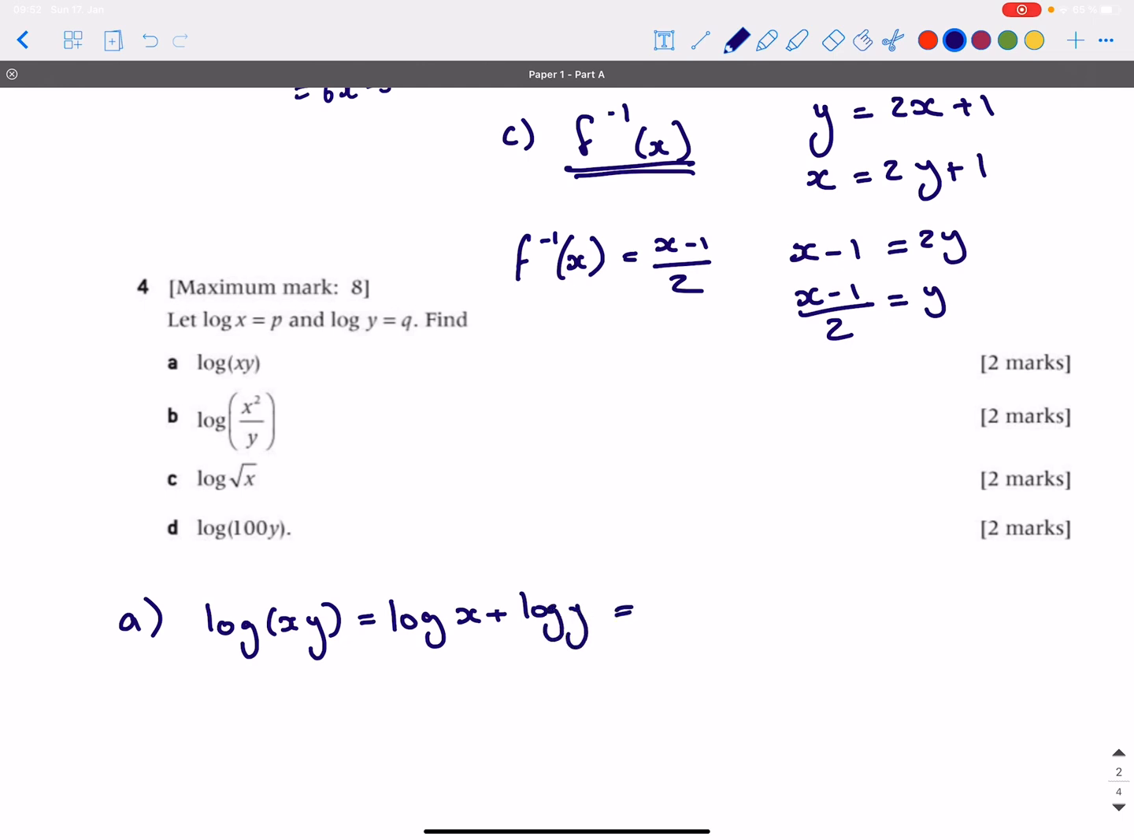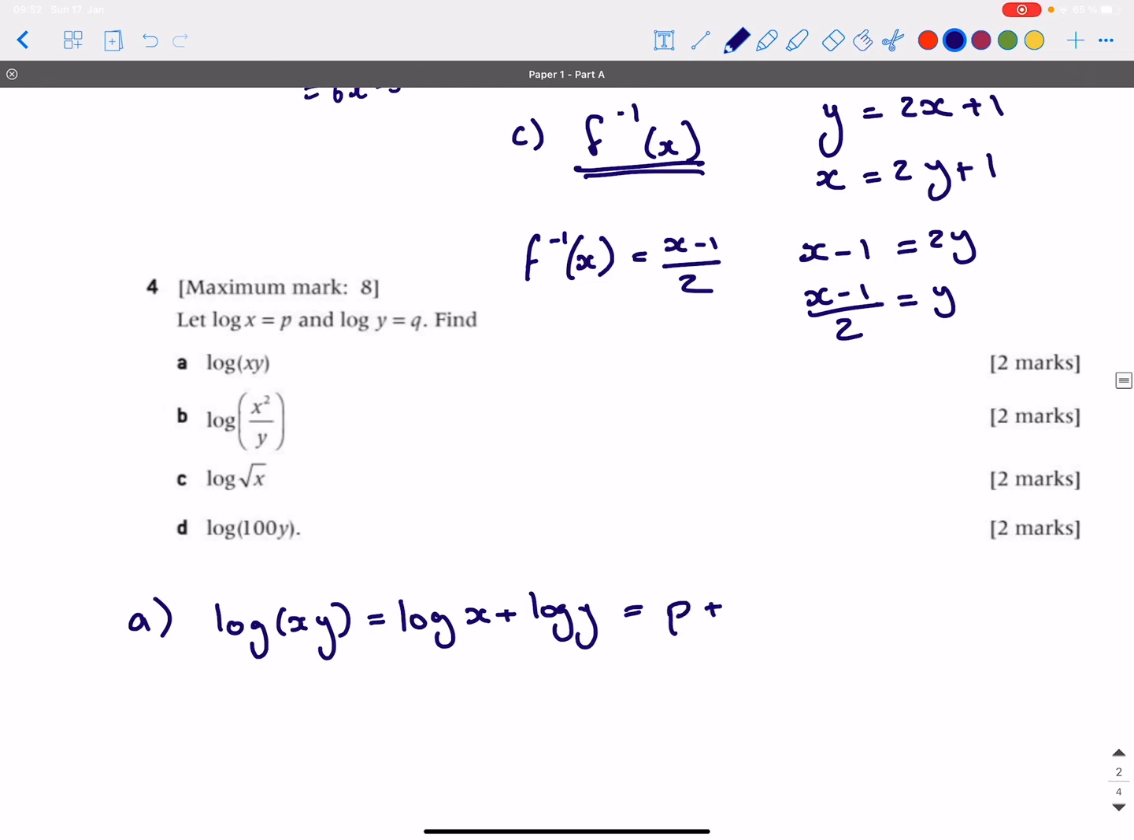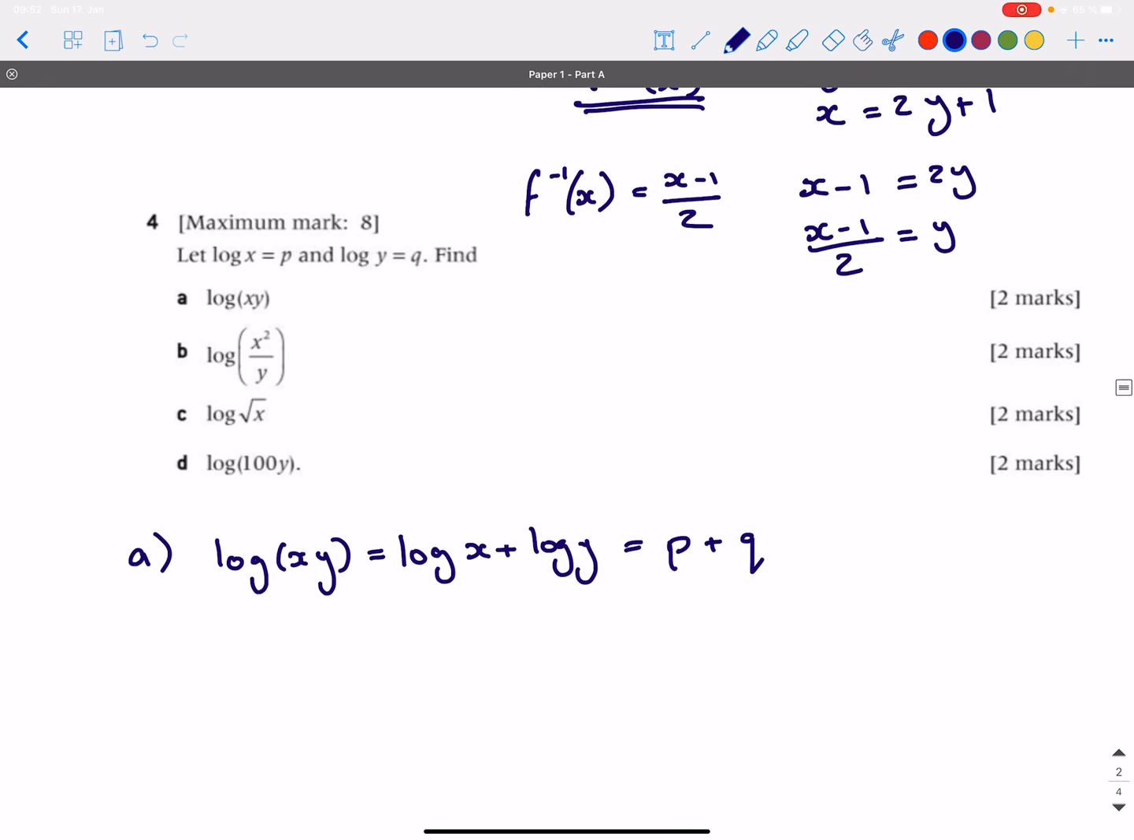And we already know from the introduction to the question that log x is equal to p and log y is equal to q. Right, next question is log of x squared over y. Now this comes in 2 parts. I think the first thing I would do was just split that out into a subtraction instead. So I have log of x squared minus log of y.